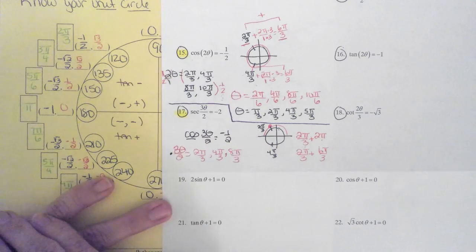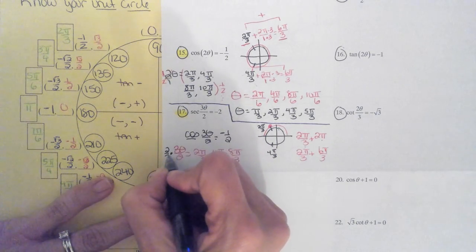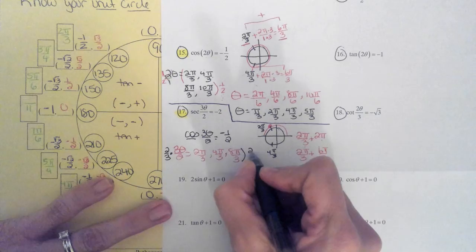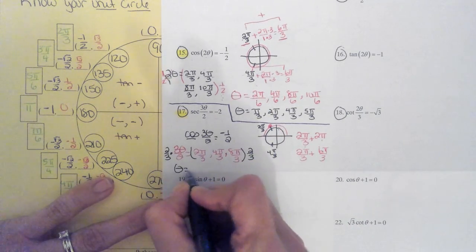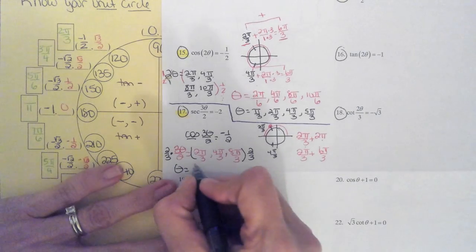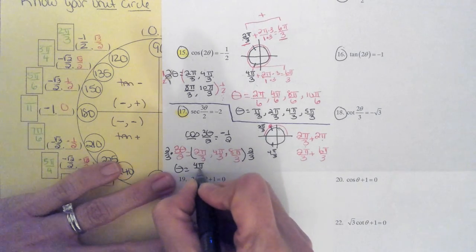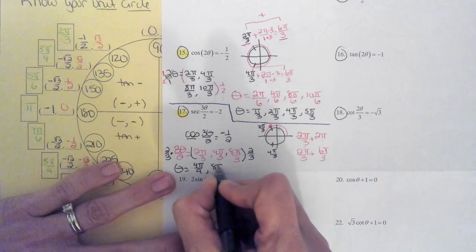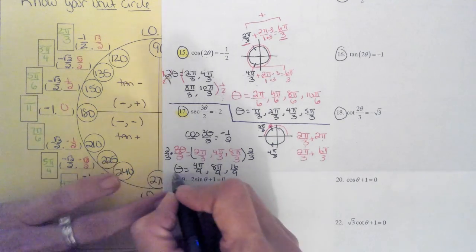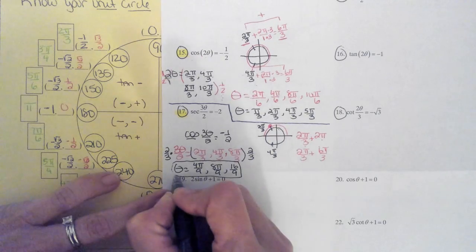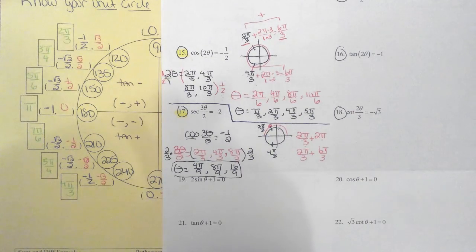So there's a 3 over 2 in front of the theta. I'm going to multiply both sides by 2 over 3. All the tops get multiplied by 2. All the bottoms get multiplied by 3. So I have 4 pi over 9, comma 8 pi over 9, comma 16 pi over 9, and I cannot reduce any of those. And we're done.